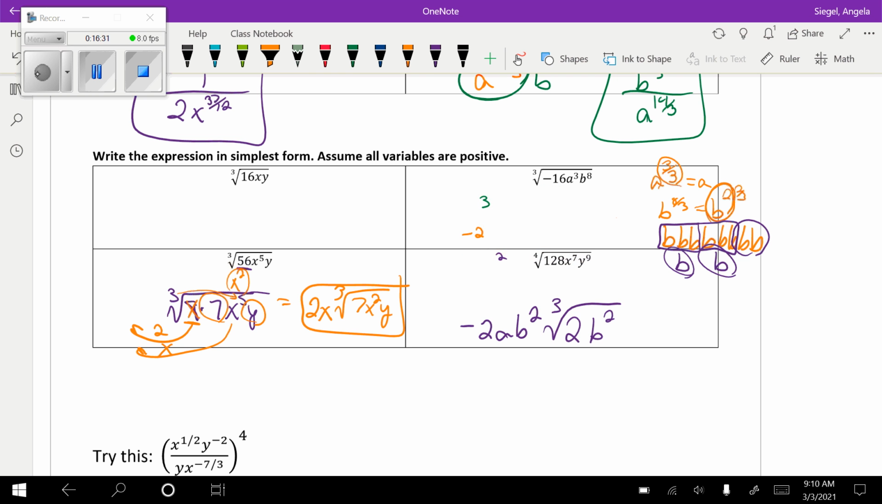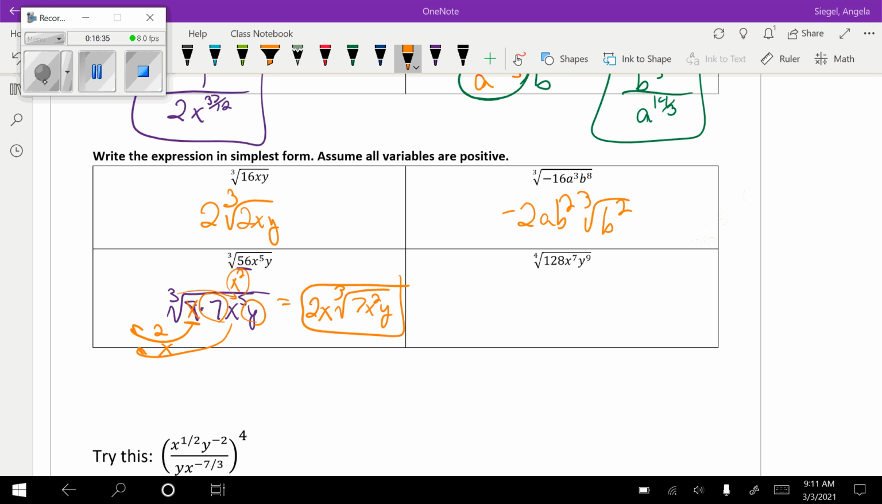Okay, and let's do this last one here. So again, I'm going to go through that same process, finding the perfect fourth now of 128. So 16 times 8 is 128. And so the fourth root of 16 is 2. So that's going to come out as a 2. That 8 has to stay inside.